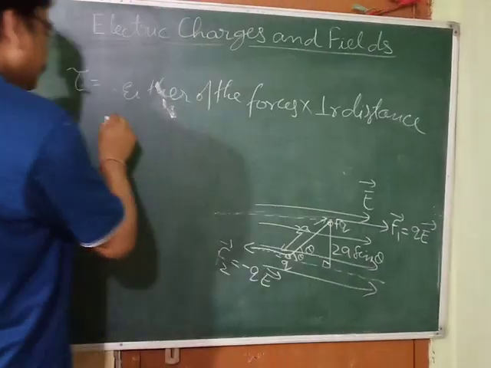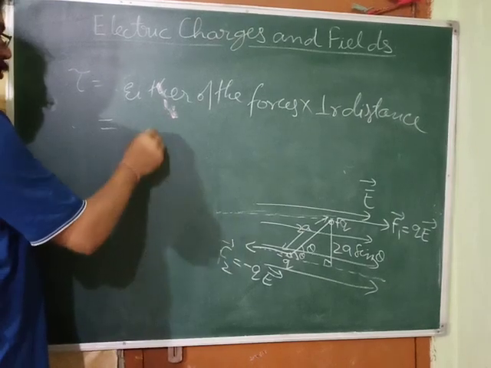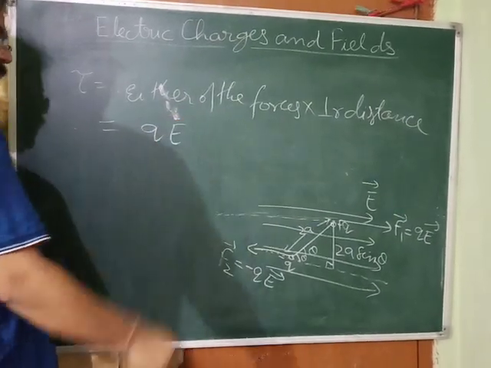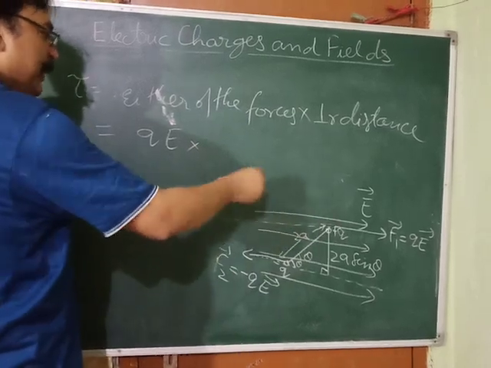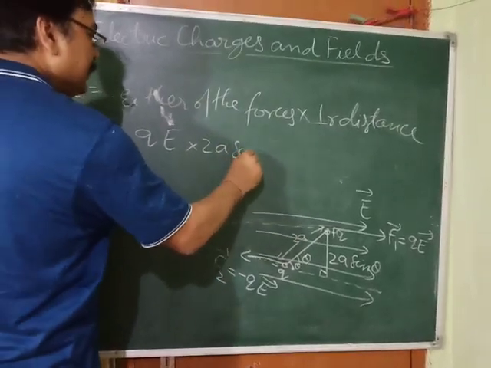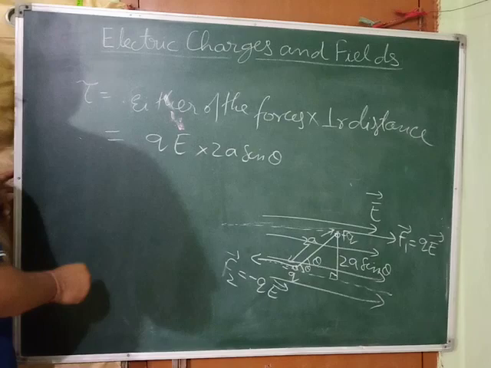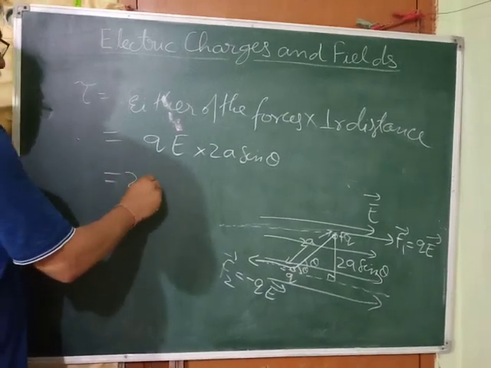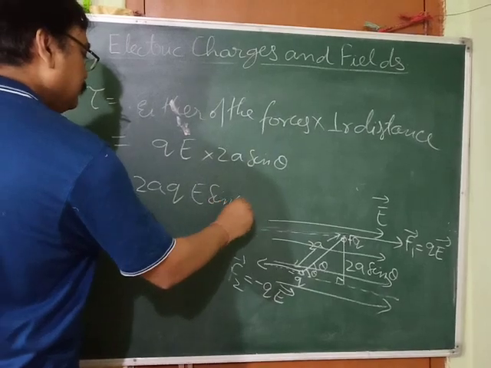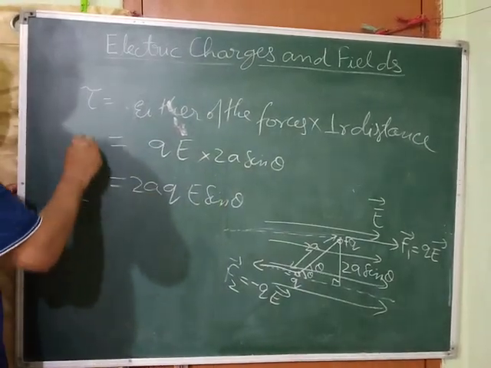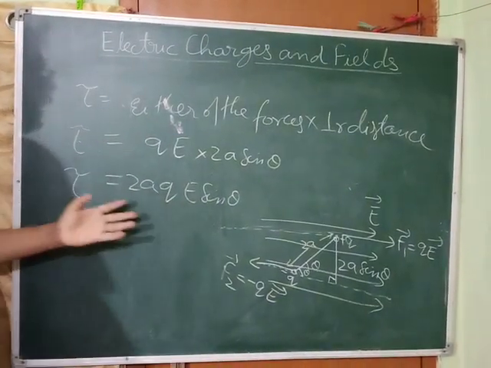That's what we write. So force is how much? That is QE, because we are taking only magnitude. And the perpendicular distance is how much? 2a sin theta. Okay. So now can we rearrange this like 2aQE sin theta? That is tau. Can we write it like this?